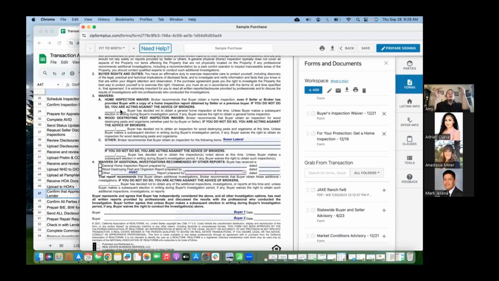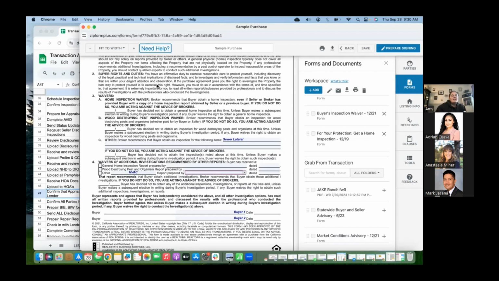So, right, we could have them complete section 3, sign the form, initial anything here where they're waiving their rights for those inspections. And then we could come back and have them fill out section 4 and have them initial here if they're not choosing to have any further inspections that were recommended. Buyer has decided not to obtain any additional inspections, investigations, or reports at this time, and unless the buyer makes a subsequent election in writing during the buyer's investigation period, if any, buyer waives the right to obtain such additional investigations, inspections, or reports. Okay, so that's what I would do.